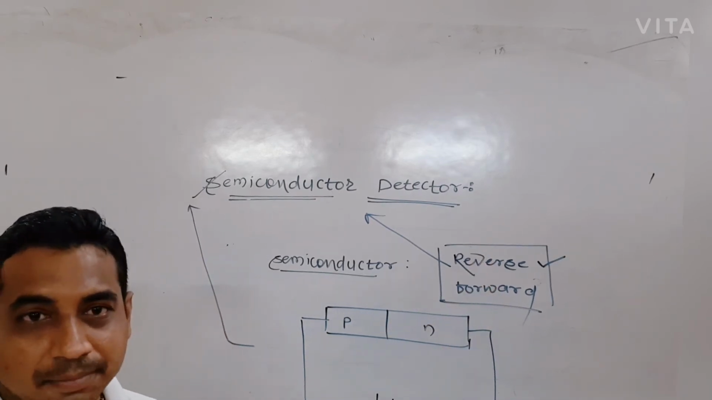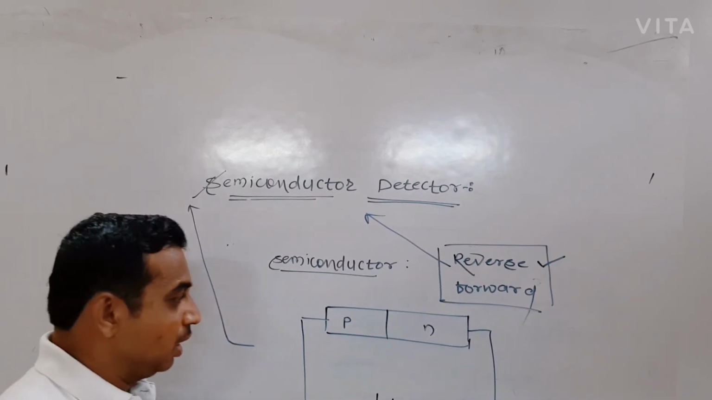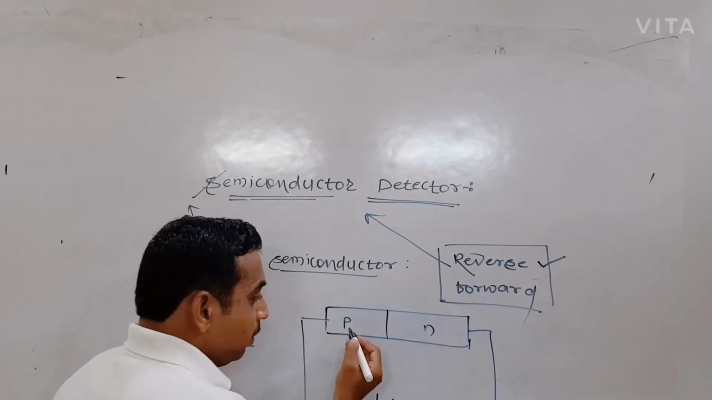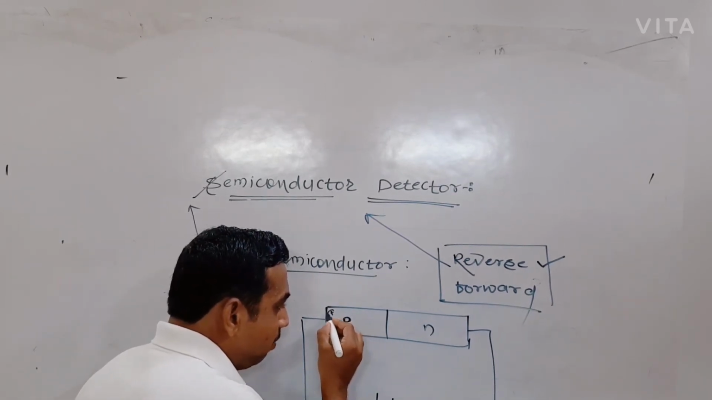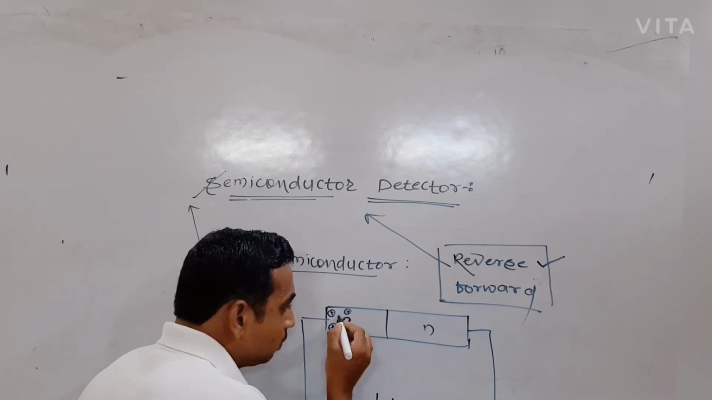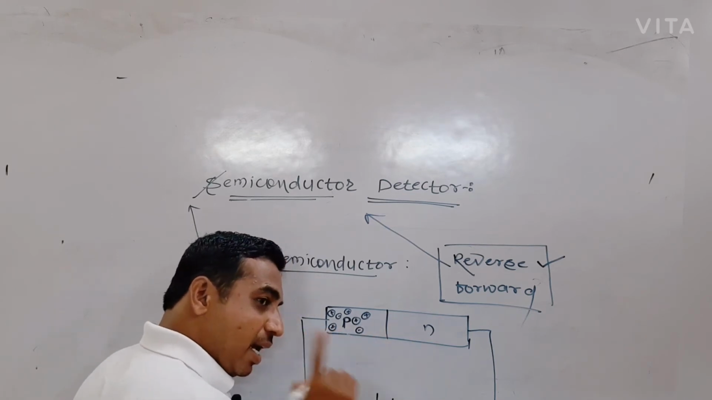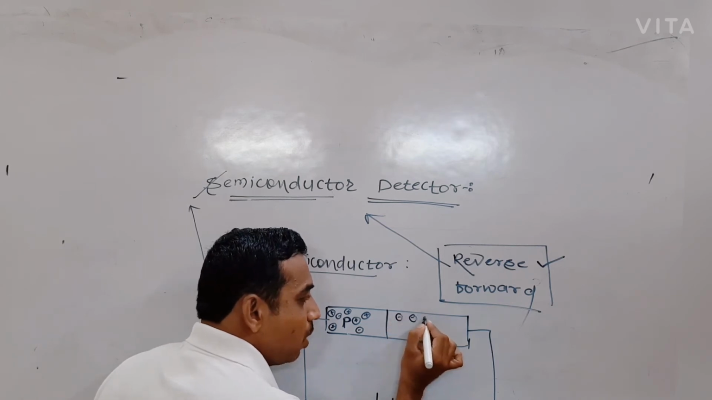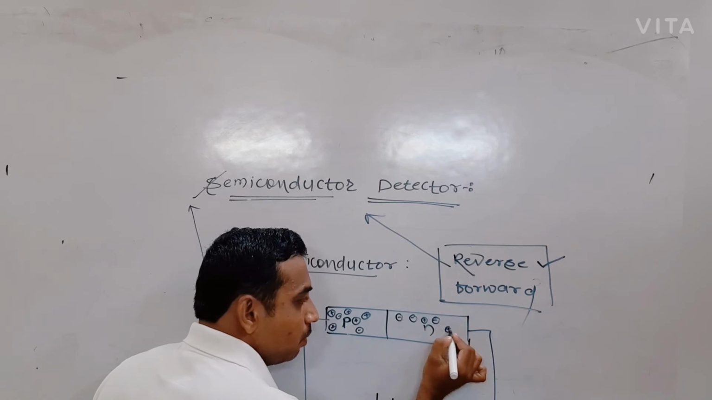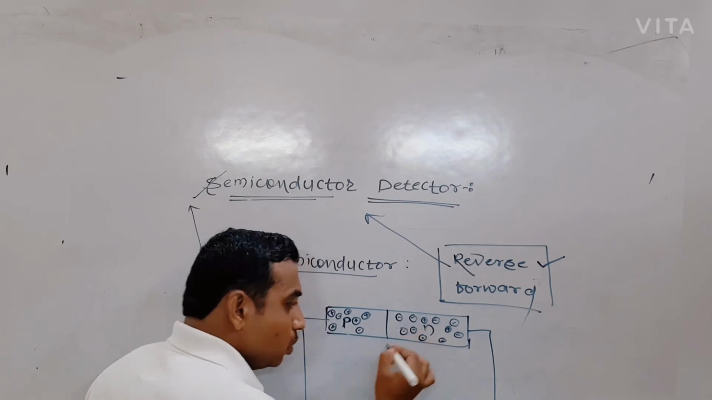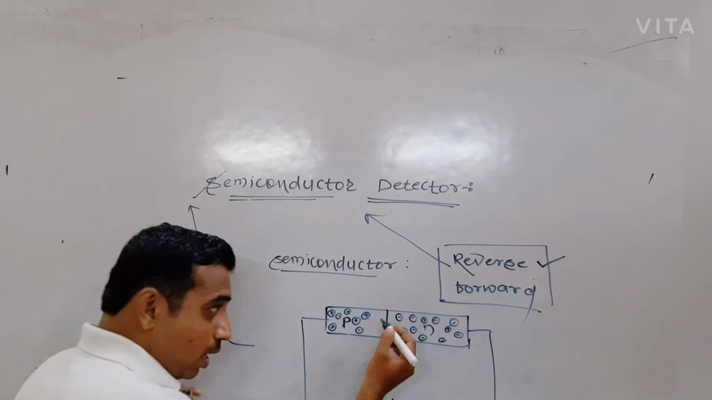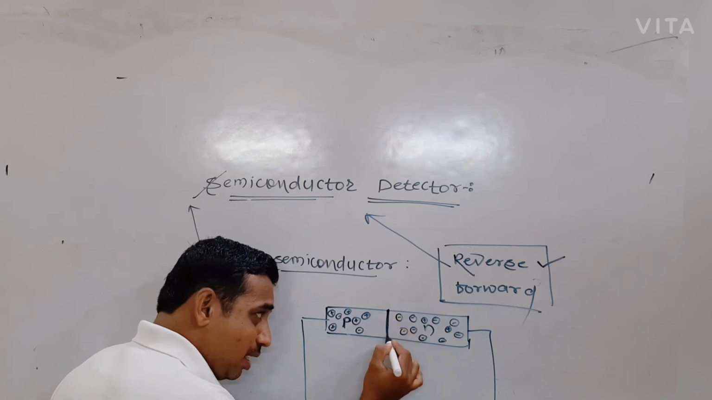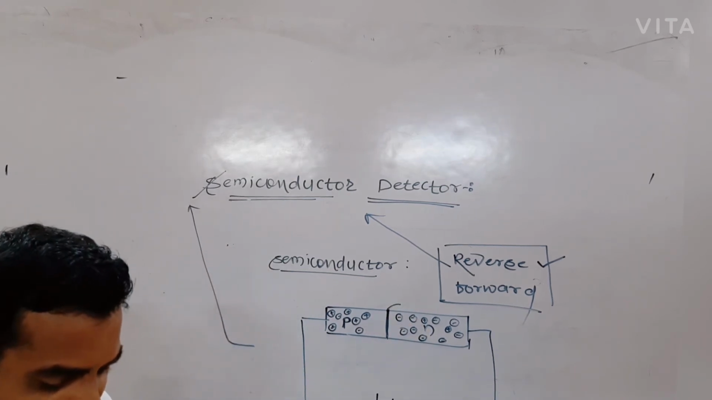the forward bias. Before that, remember one thing: the p-type semiconductor has a majority of holes, and the n-type semiconductor has a majority of electrons. So I draw here one line, which is one kind of junction. What is this? It is a junction.